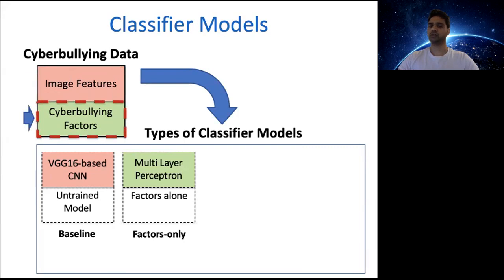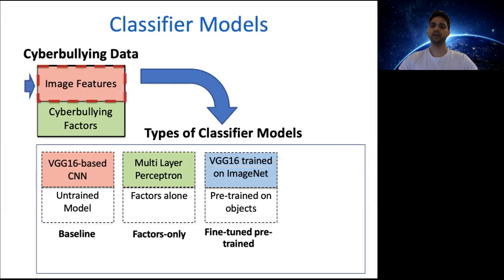Our objective was to investigate whether the factors identified alone could be used with no image features to classify images as cyberbullying versus non-cyberbullying. The third classifier model is based on a VGG16 model pre-trained on the ImageNet dataset and fine-tuned for detecting cyberbullying. Fine-tuning is analogous to how humans use knowledge learned in one task to solve new problems. We only provide the low-level image features for training this model.